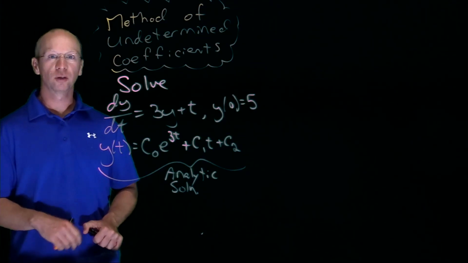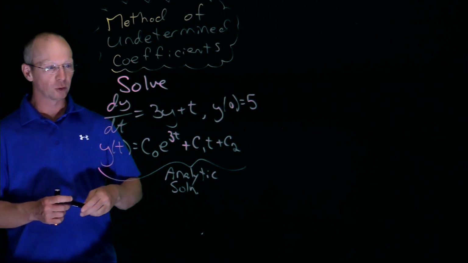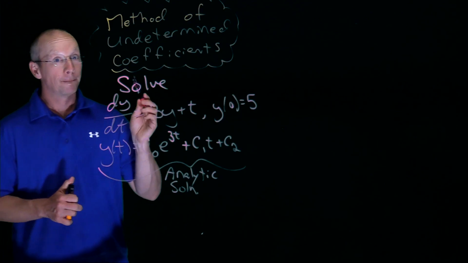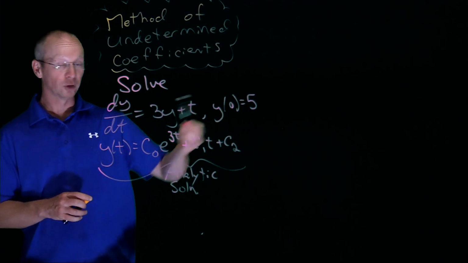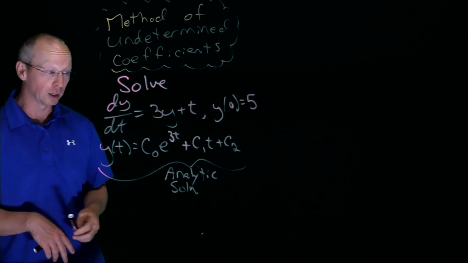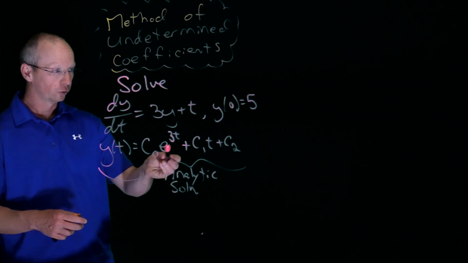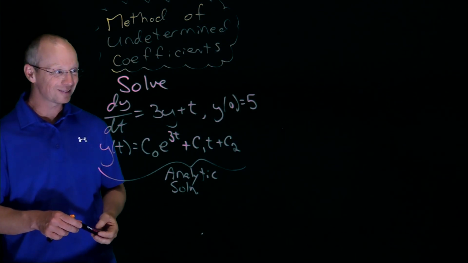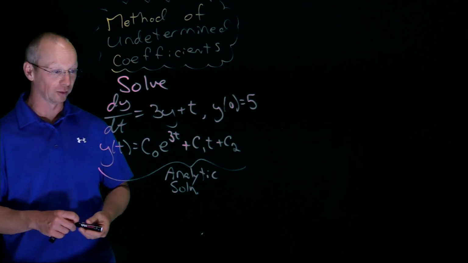Okay, we're going to return to the fun with undetermined coefficients. So the differential equation we were after was this one, dy/dt equals 3y plus t. But I'm also giving you an initial condition, y of 0 is equal to 5. Now in the previous video, we worked out what the analytic solution should look like: some constant times an exponential coming from my homogeneous piece, and some linear function coming from my non-homogeneous piece.